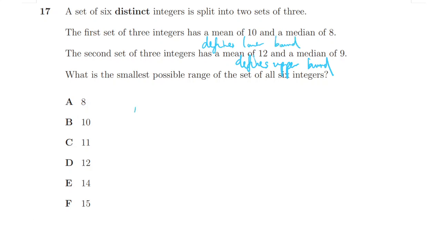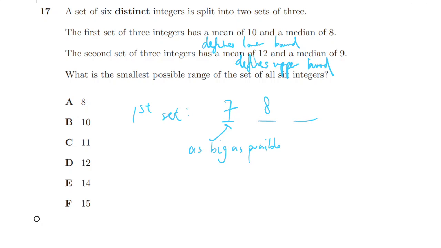First set: 3 numbers, median is 8, so 8 must be in the middle. This set defines the lower bound, and I want the smallest possible range, so I want this number to be as big as possible. Because I want the lower bound to be bigger to narrow the range. So the biggest number is 7, because the integers are distinct, so I can only pick 7.